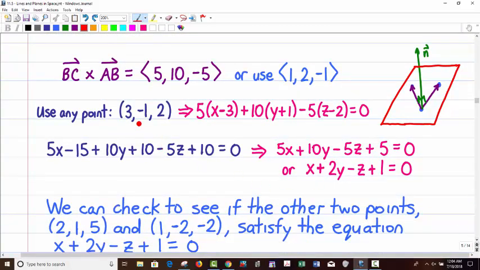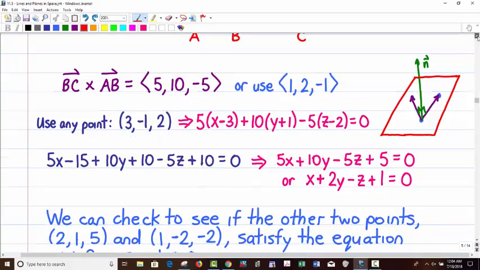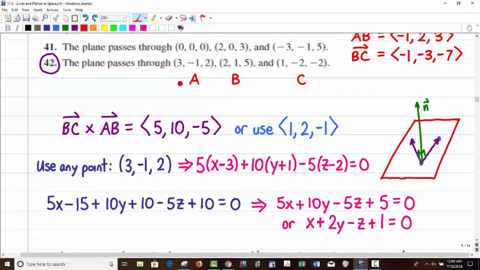Let's see what we have here. So I'm going to use any of the points. Any of the points will work. I just chose to use A here, but anyone, I can't stress enough, any one of them will work. Even though I said to use this, I still used 5, 10, -5, but I reduced it at the end. I probably should have just used the 1, 2, -1. But anyway, that's all right.